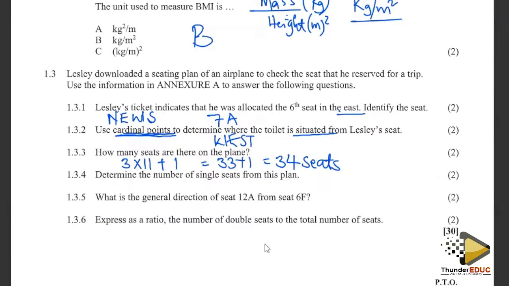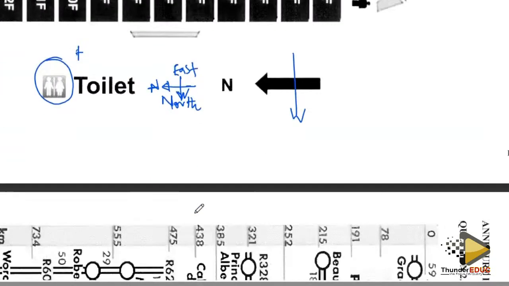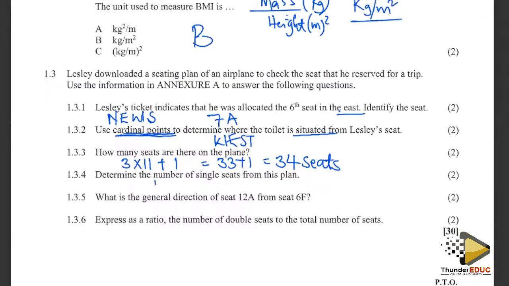Then we go there and say, determine the number of single seats from this plane. The number of single seats. So these are the single seats. So what's the number of the single seats? So here we have 11. They are 11. We have it as 11.